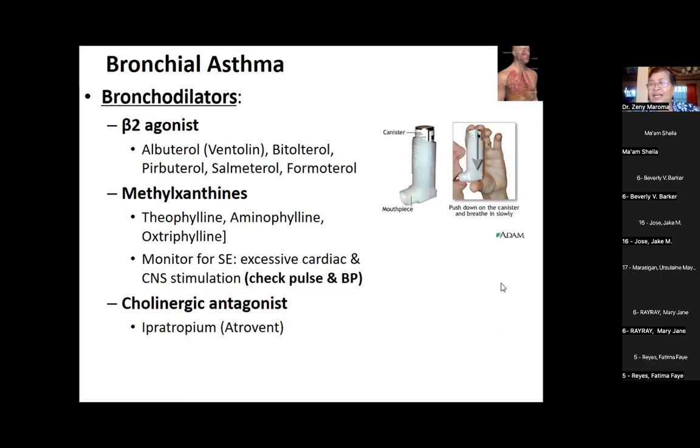Ano nga yung effect ng bronchodilator natin? So, bronchodilators, we have three types. We have beta-2 agonists, methylxanthines, and cholinergic antagonists. Okay. Beta-2 agonists.